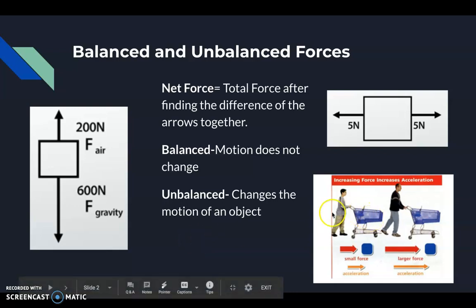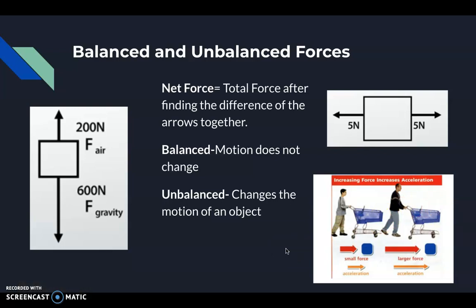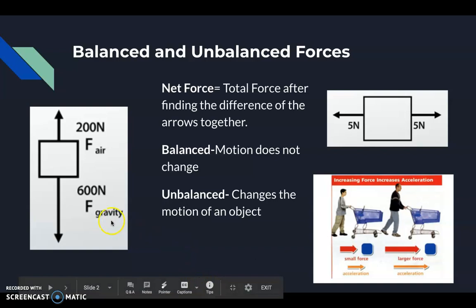For example, looking at this picture here. If you're waiting in line at the grocery store, still stationary, no movement at all, you're balanced, right? Your motion isn't changing. However, unbalanced, you have to push and apply force to that cart to move up one step closer. And that's when your motion changes. You become unbalanced. And then what we're going to be seeing are these diagrams called free body diagrams that represent if an object is in balanced or unbalanced motion at that time.